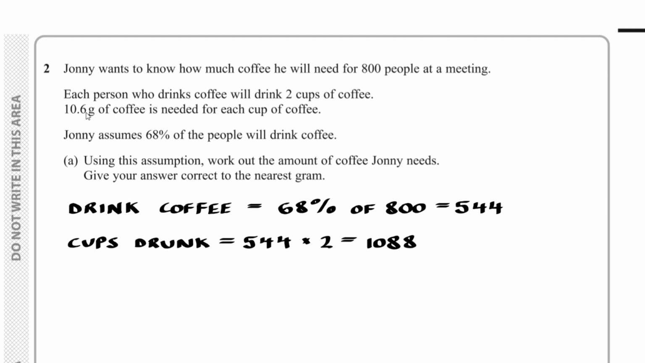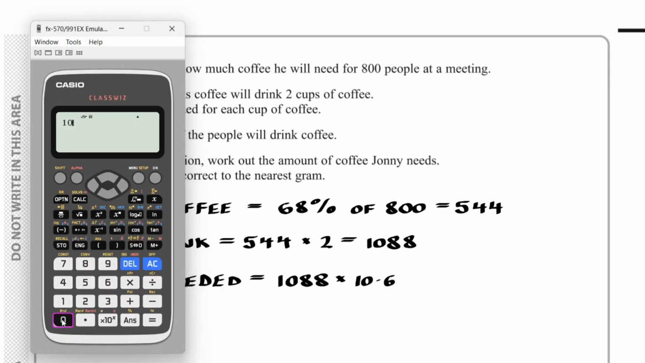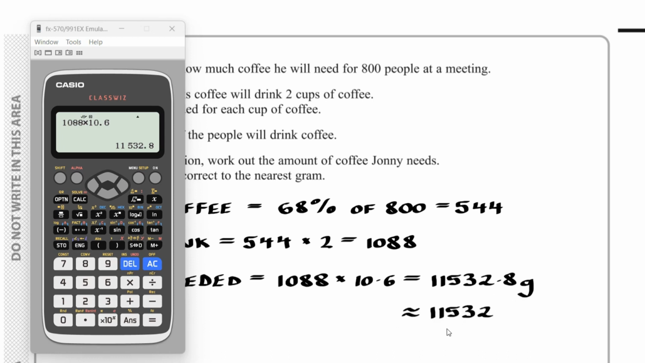1,088. And we know that 10.6 grams of coffee is needed for each cup of coffee. So the coffee needed, we've got the 1,088 multiplied by the 10.6. And if we work this out, we end up with 11,532.8 grams, which is approximately 11,532 grams to the nearest gram.